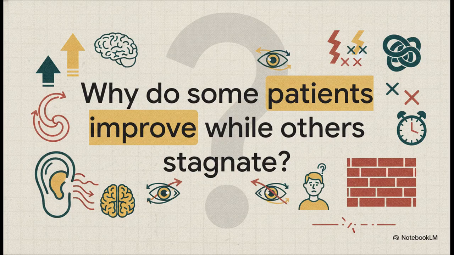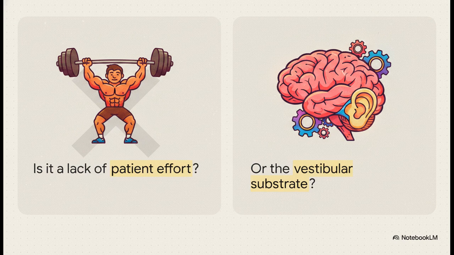So let's start with a scenario we all know way too well. It's a classic clinical headache. You've got two patients, they present with seemingly similar dizziness, and they both perform the exact same gaze drills. But while one recovers beautifully, the other just completely stagnates. Why on earth does this happen? Well, our immediate assumption is often that the second patient just isn't trying hard enough, right? But honestly, the difference is rarely a matter of patient effort.